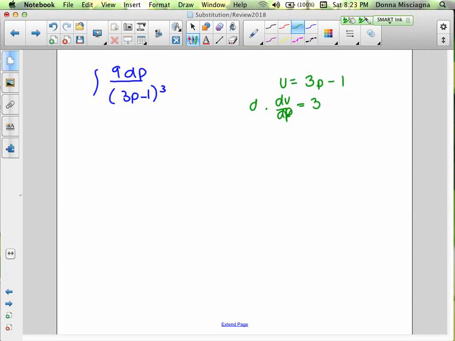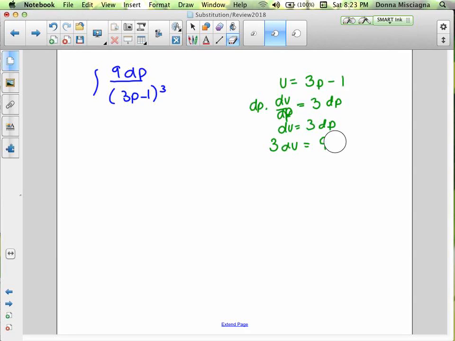Let's multiply both sides by dp. So we have du equals 3 dp. We have a 9 dp. No problem, right? You can be off by a constant multiple. That means 3 du equals 9 dp. All right, so the 3p minus 1 is going to get replaced with a u. We're going to change that to a negative exponent. And the 9 dp will be a 3 du.